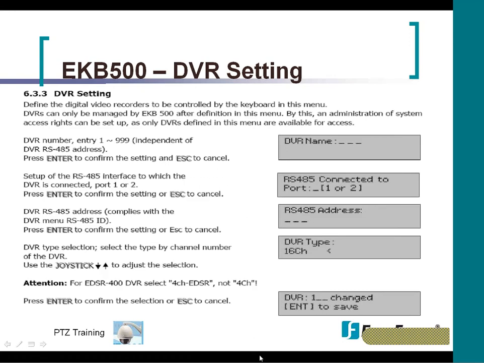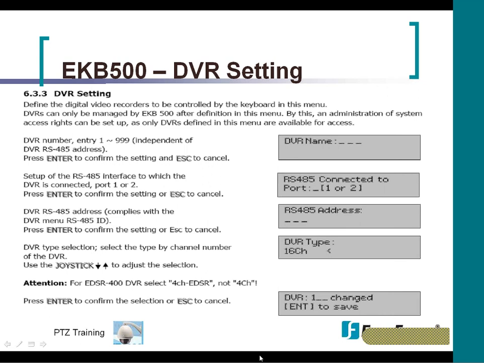Now if you're looking to control the EKB500 and the DVR, you would want to go under the DVR setting. Again, under the DVRs, you would name them all under their 485 port. So you'd be naming them by numbers, DVR 1, 2, 3. And the EKB500 is going to be asking for that DVR name. So if we're setting up DVR 1, you'll put in DVR name 1, enter. It's going to ask you what 485 is connected to on the back of the EKB500. You're going to choose 1 or 2.